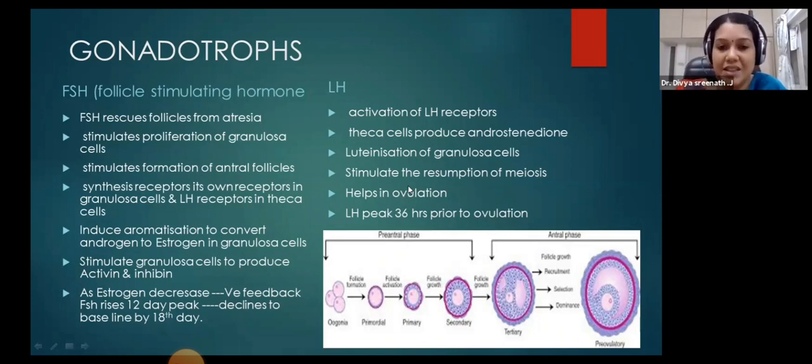That is, there is an increased secretion of LH hormone. LH surge means LH peak, that is, the maximum amount of LH is secreted. After this peak, within 10 to 12 hours, ovulation will occur.